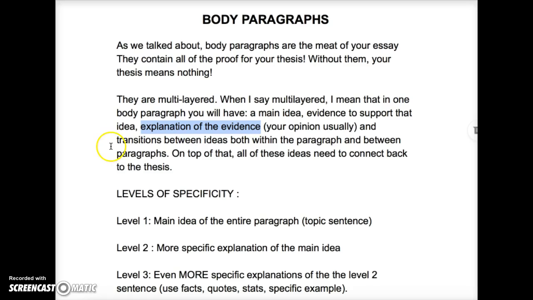To help them blend, you will also include transitions between ideas, both within the paragraph and between the paragraphs. And on top of that, all of these ideas in the body paragraph should be connected back to the thesis, which appears in the introduction generally.